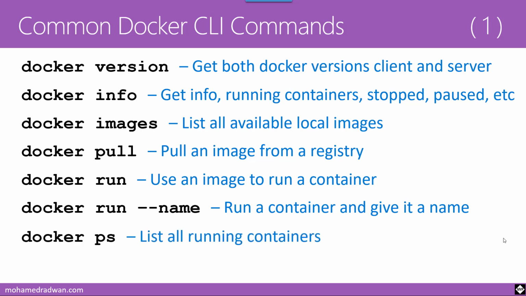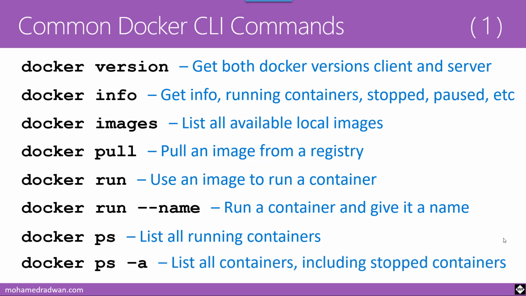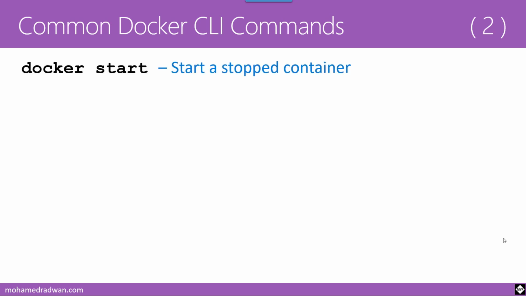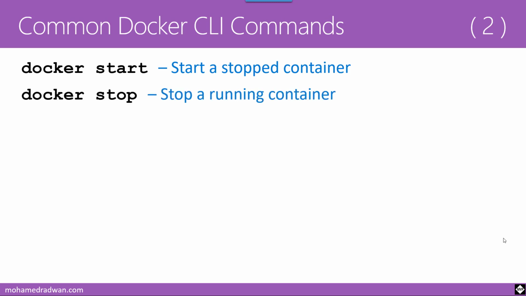Docker ps or process, which will list all the running containers. I can also use the switch -a with ps, which means list all, not only the running containers, but also the stopped containers. Also docker start, which I can use to start a stopped container. And as we explained before, if I named my container, I can very easily use the name of the container. Otherwise, I need to use the container ID.